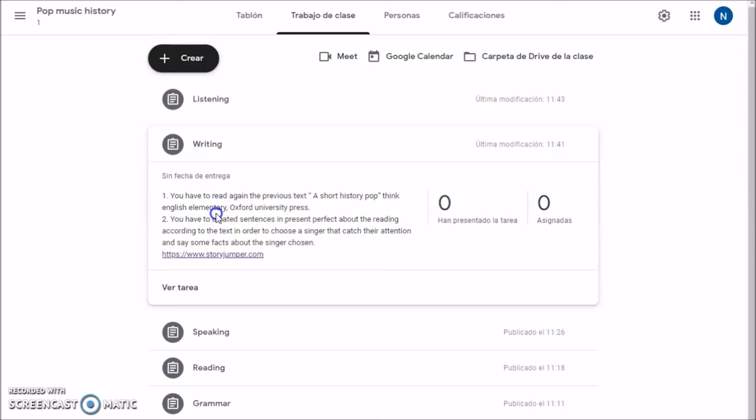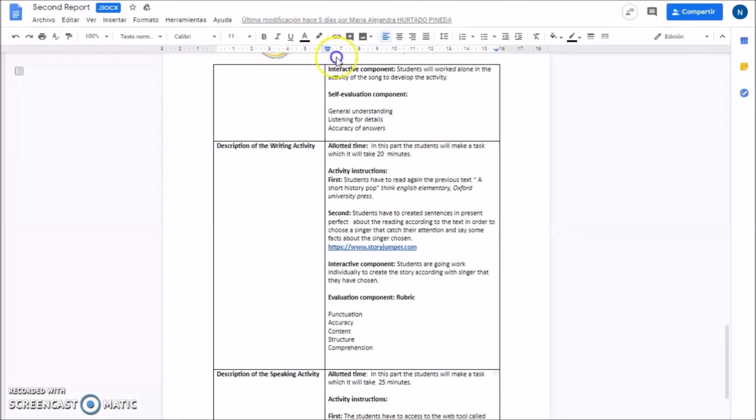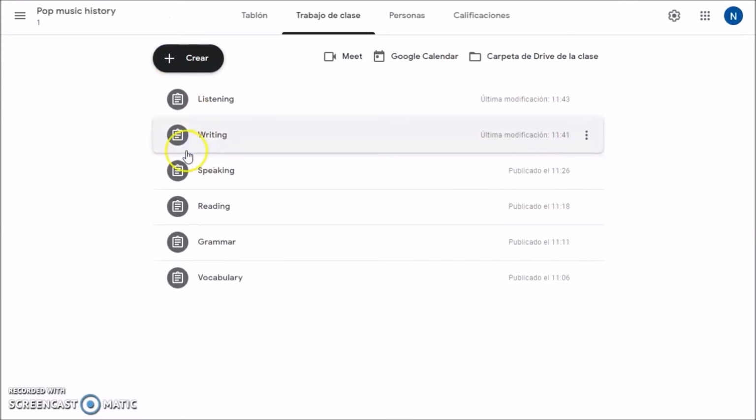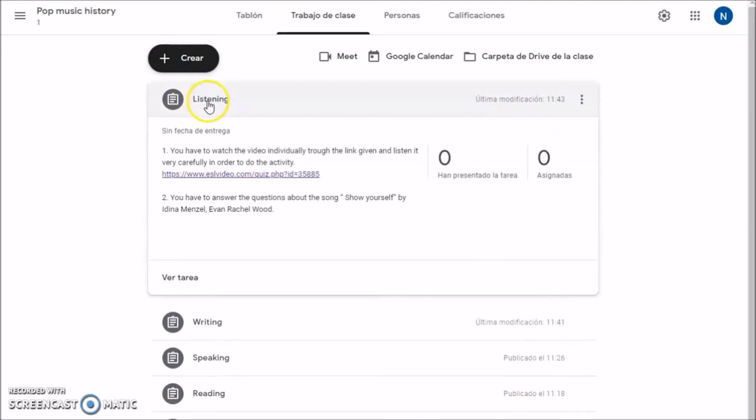I have to mention that in this part, the writing activity, as we mentioned in the second report, the students are going to work individually. So yeah, this is the part of writing. The next part is listening.